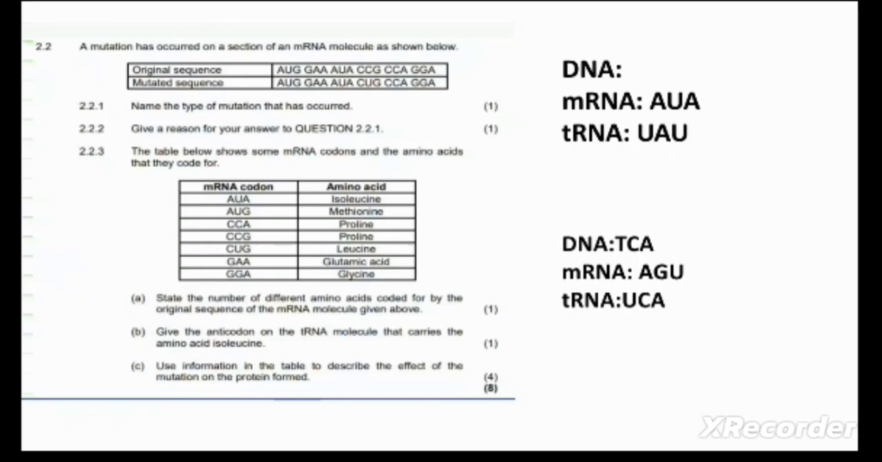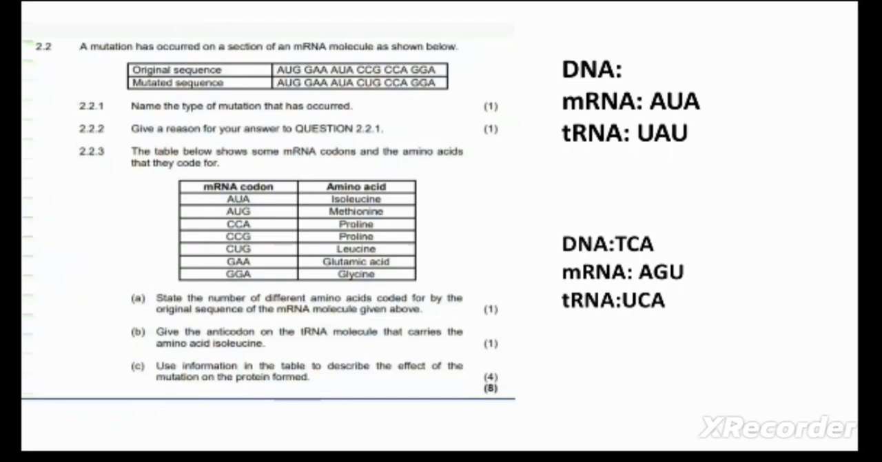Let's look at the first base triplets. We have AUG. Let's look for AUG, methionine there. We have GGA, glycine. We have AUA, isoleucine. We have CCG, proline. We have CCA, it's also proline, and then GGA, glycine. Oh, GAA is glutamic acid. So we have 5 of them because proline, we don't count it twice.